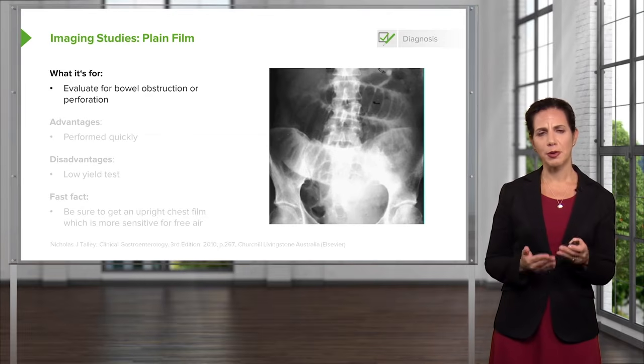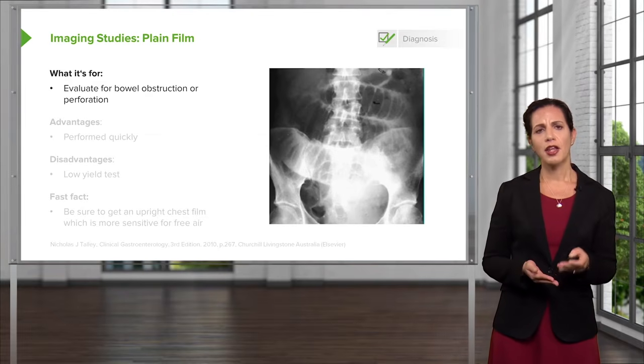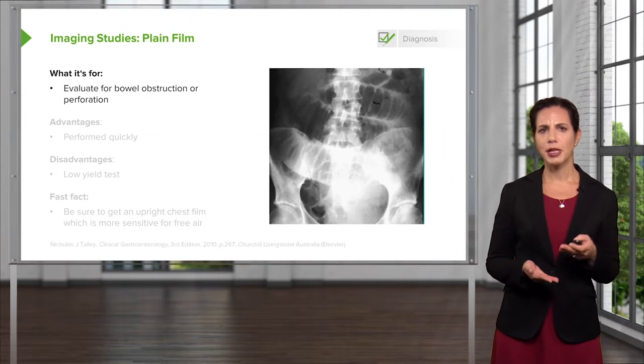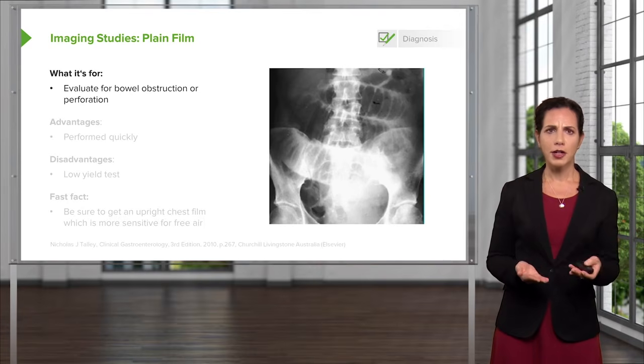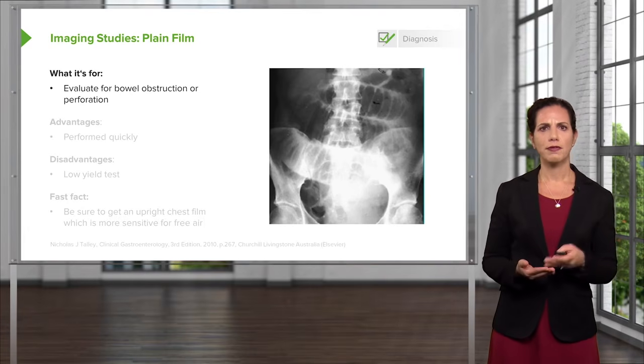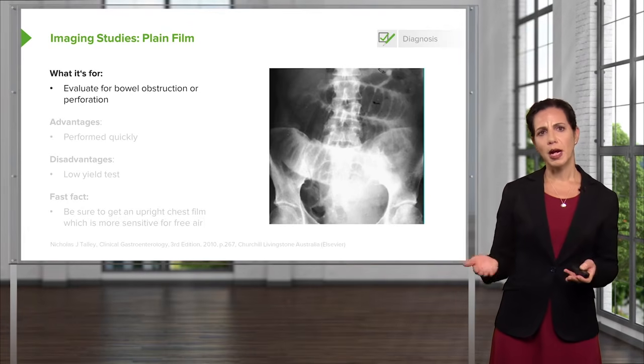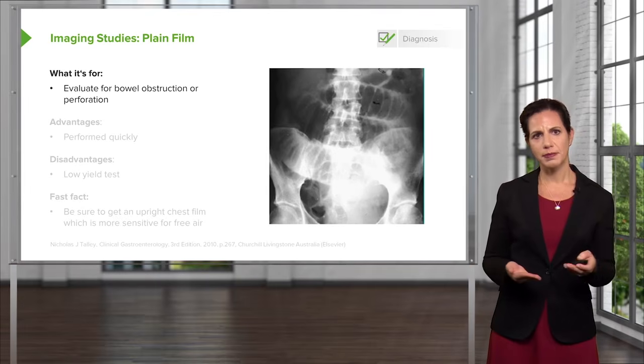We have a few choices when we're thinking about abdominal imaging. The first thing that we can do is possibly a plain film. A plain film is basically used to evaluate for bowel obstruction or possibly perforation of the viscus.